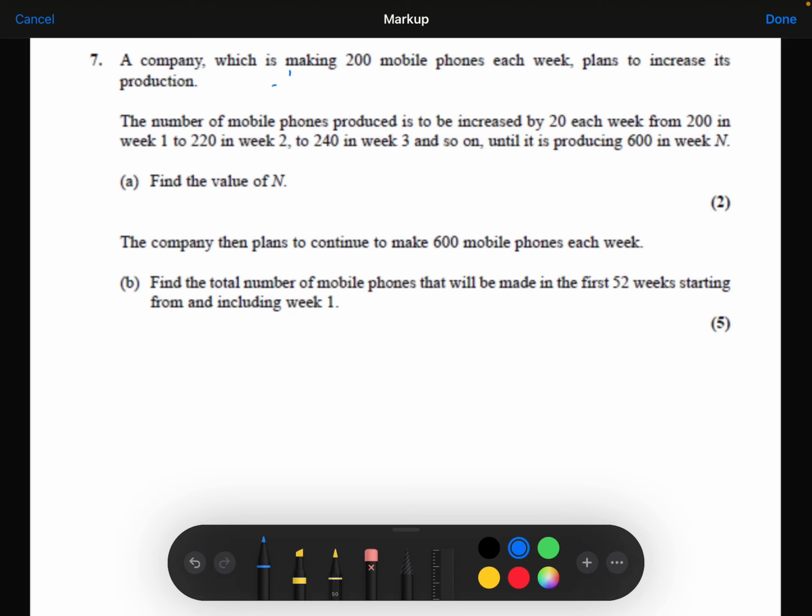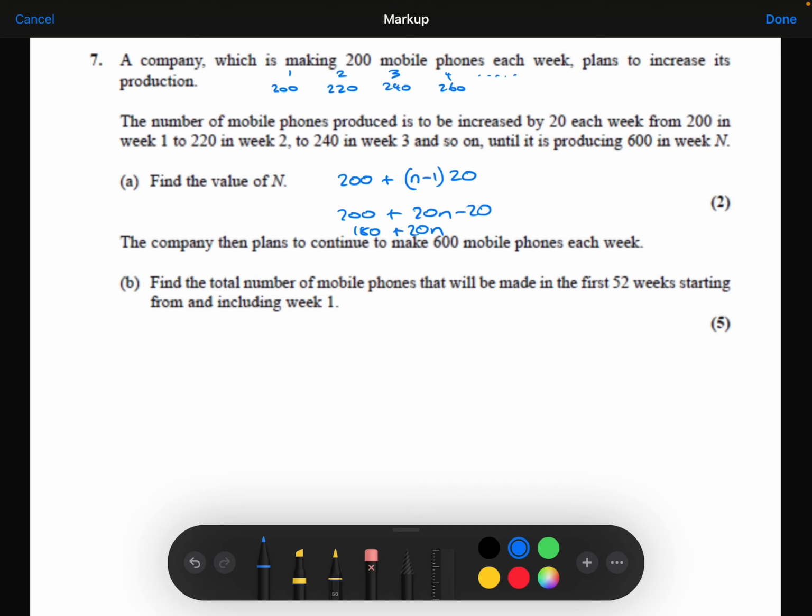So in week 1 it's 200, in week 2 it's 220, in week 3 240, and so on. The nth term of this sequence then will be 200 plus n minus 1 times the common difference of 20, which could be simplified to be 180 plus 20n.